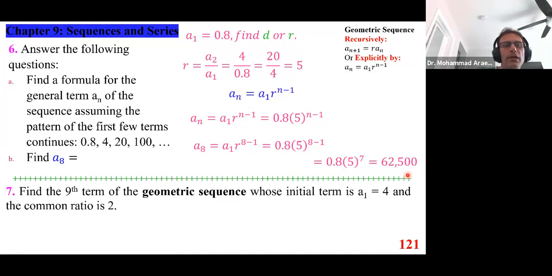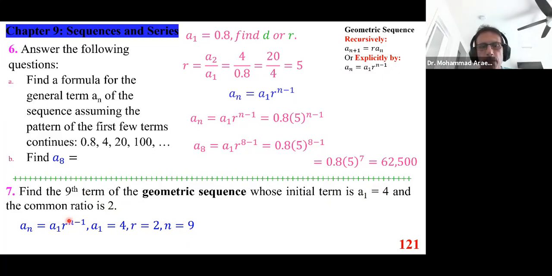We want to find the 9th term in the case of this geometric sequence. We have a sub 1, we have the ratio, and if we want the 9th term, that means we are looking at a sub n, which is a sub 1 times r to the power of n minus 1. A sub 1 is given, r is given, plug in, and what is n? We want the 9th term. So here's the general form. A sub 1 is 4, r is 2, n is 9. All you have to do, plug in. So 4 times 2 to the power of 8 results in 1024.